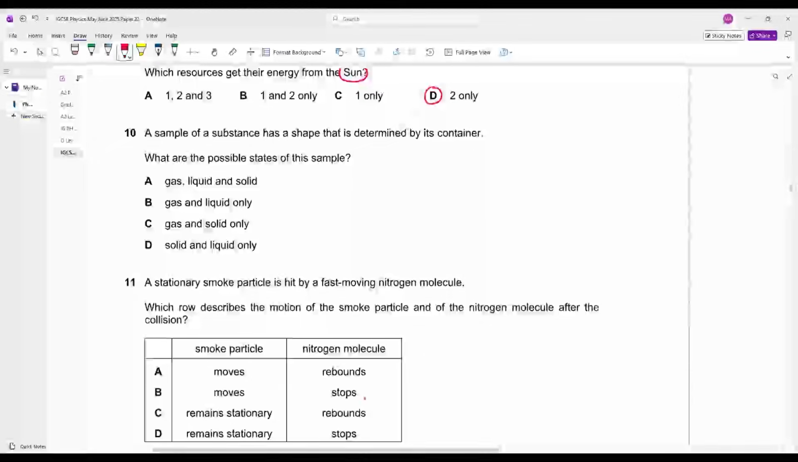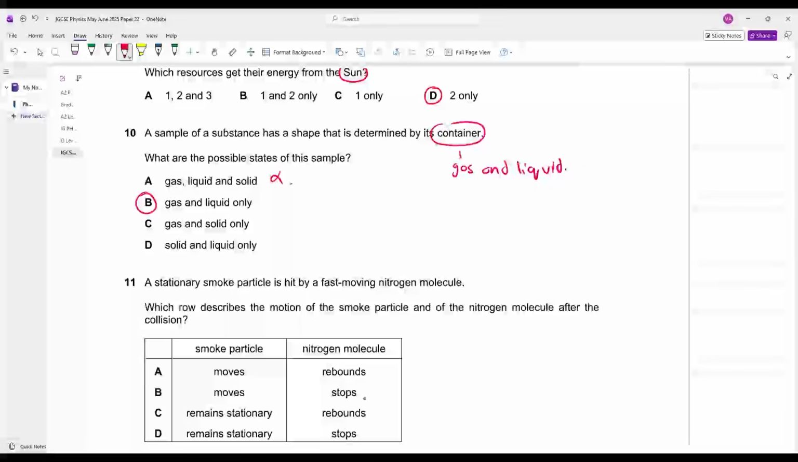A sample of a substance has a shape that is determined by its container. This is a property of what? Both gases and liquids. बेटा ये gas और liquid दोनों की property. No, this is not a property of solid. B is your correct answer.